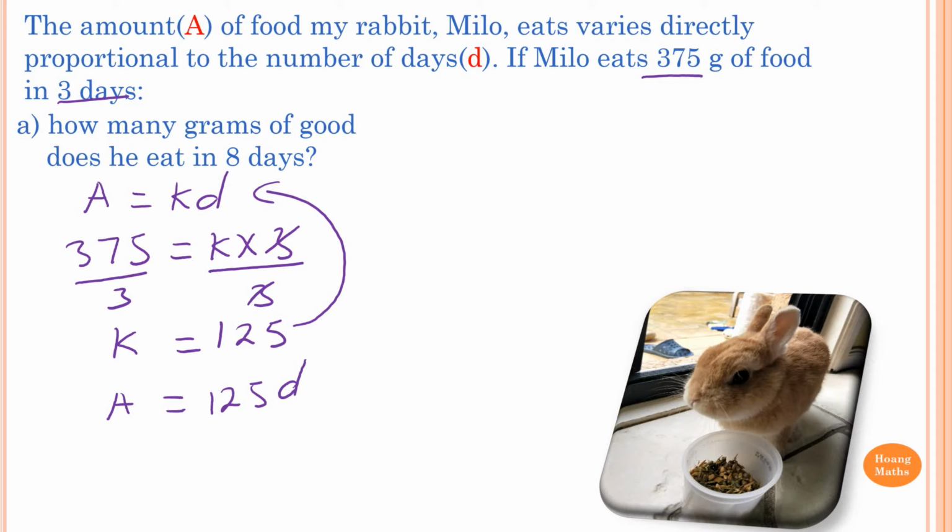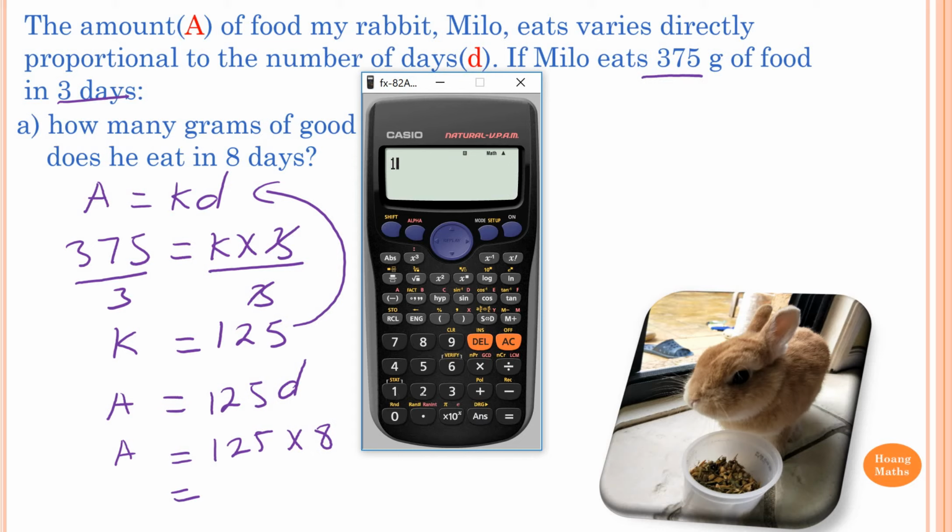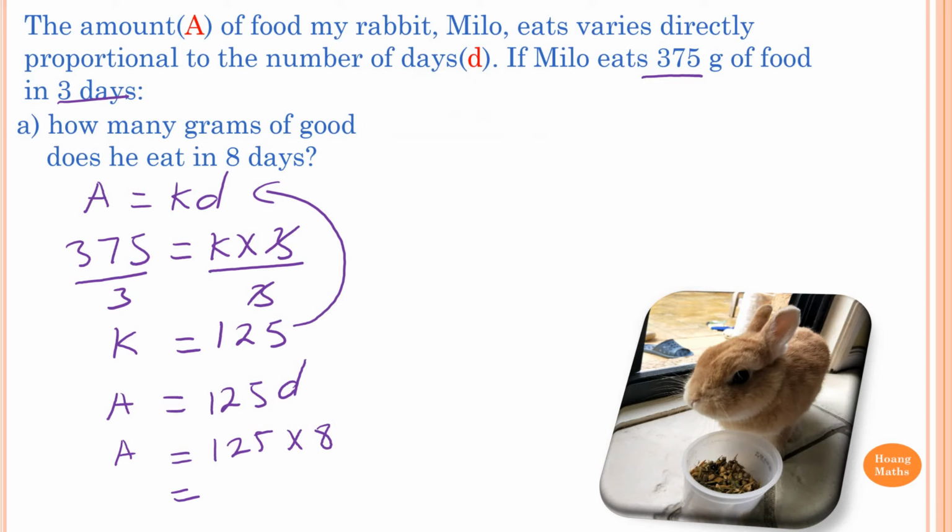The question is to find out how many grams of food he eats in 8 days. So all we need to do is A is equal to 125 times 8, which is equal to 1000 grams, or 1 kilogram if you like.